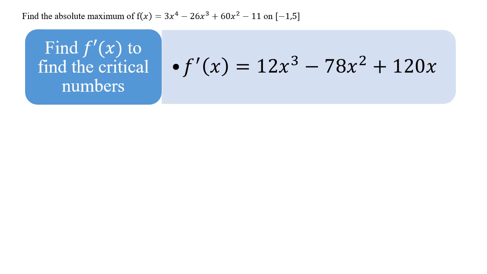So the first thing we do is we take the derivative. This is just using the simple power rule. The derivative of 3x to the fourth is 4x cubed times 3, that's 12x cubed. The derivative of x cubed is 3x squared. Keep the negative, negative 26 times 3, you get negative 78x squared. The derivative of 60x squared is 60 times 2x, which is 120x, and the derivative of a constant, which negative 11 is, is 0.